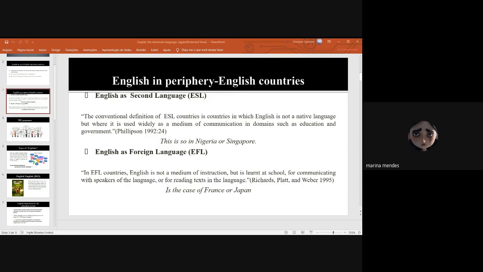English as a Foreign Language. In EFL countries, English is not a medium of instruction, but is learned at school for communicating with speakers of the language or for reading texts in the language. This is the case of France or Japan. So, in other words, EFL is studied by people who don't live in a core or ESL English country and need to learn it for their studies or their career.